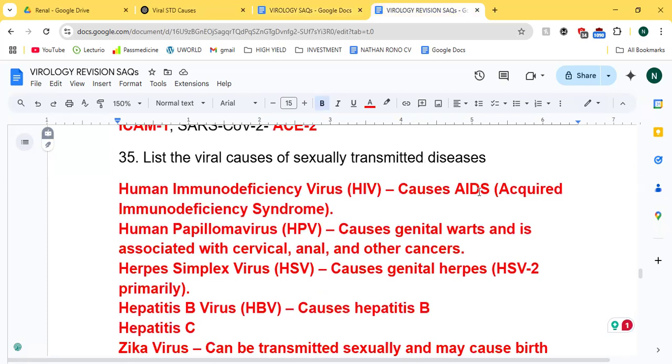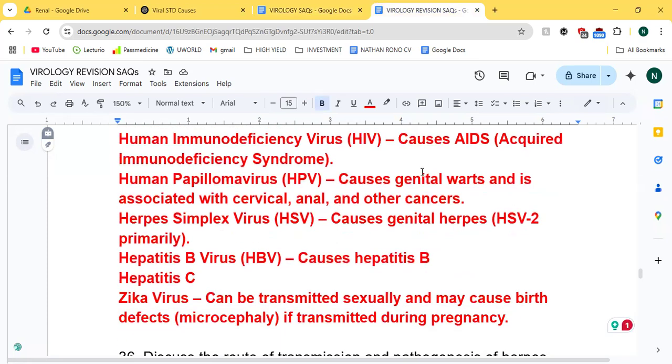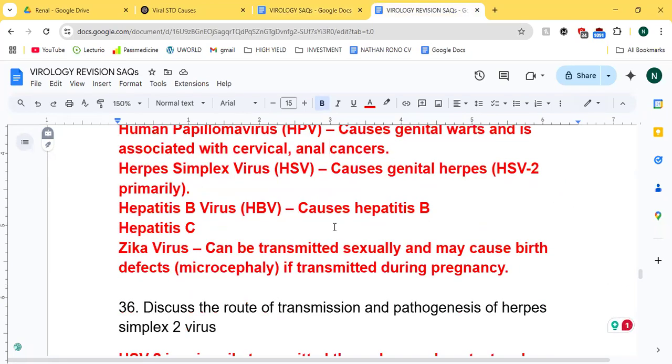Okay. So HIV, which causes AIDS, HPV, which causes genital warts and cervical and anal cancers. HSV, genital herpes, and then hepatitis B, where you see B usually goes with C, okay? The only difference between hepatitis B and C is hepatitis B has a vaccine, C doesn't, because they all lead to hepatocellular carcinoma. Then we have Zika.